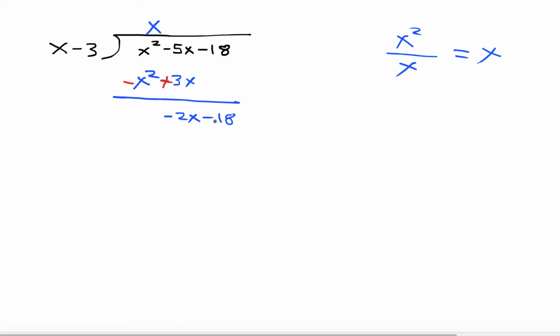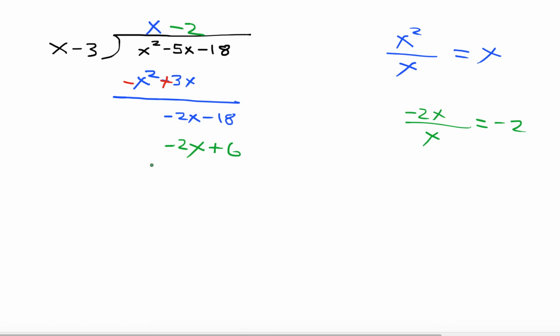What should go next here? So then we have to look at, once again, the first term and what's remaining here, the -2x, divided by x, the first term here, and we get -2. So -2 should be the next term in our quotient. And then we'll just multiply these again. -2 times x is -2x, and -2 times -3 gives us +6.